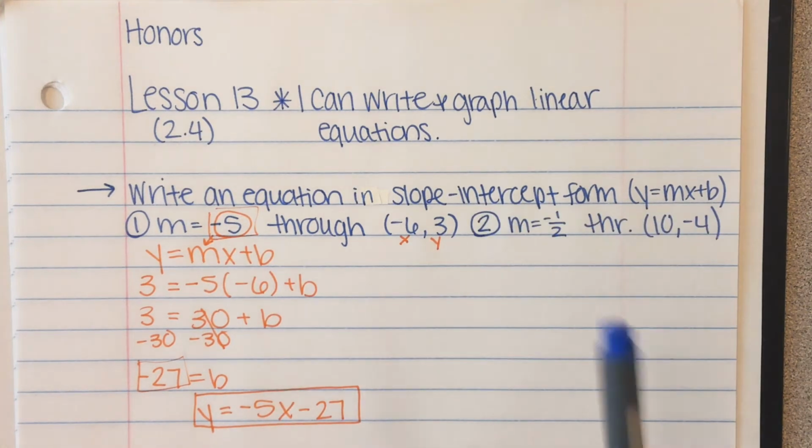Okay, here's example number 2. You have the slope of -1/2, and the line is going through the point (10, -4). So pause the video, give this one a try, and see what you can do.